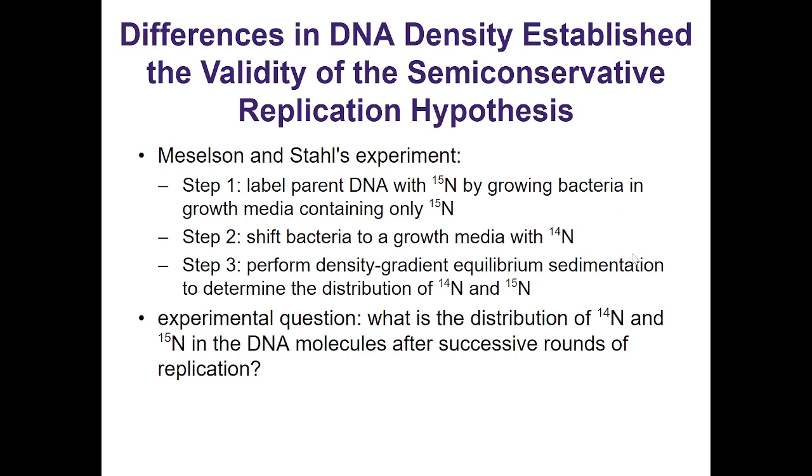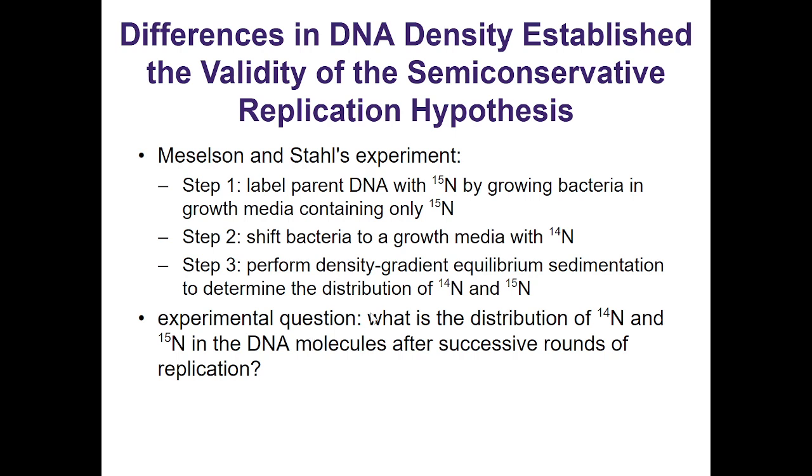So step 3 is going to be to perform the density gradient equilibrium sedimentation. This is going to determine the distribution of the N14 and N15. Remember, Ns are incorporated many times. So when you're looking at a DNA with thousands of Ns, what's the difference in molecular weight? Thousands, right? So it can actually add up quite a bit.